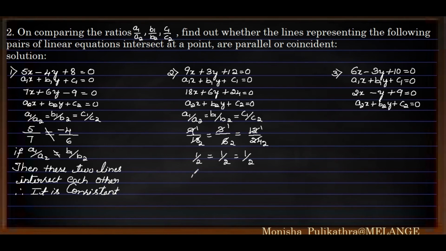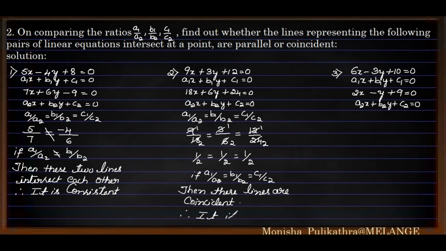So here if A1 by A2 is equal to B1 by B2 and it is also equal to C1 by C2, then these lines are coincident. So coincident lines means it is also consistent. So it is consistent. Okay, intersecting lines and coincident lines are consistent lines. Moving on to the last problem.